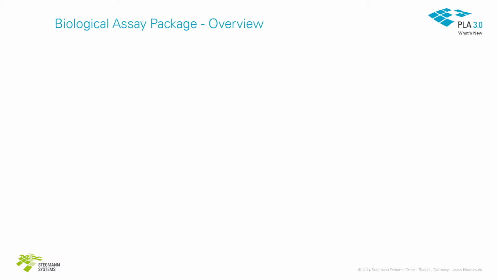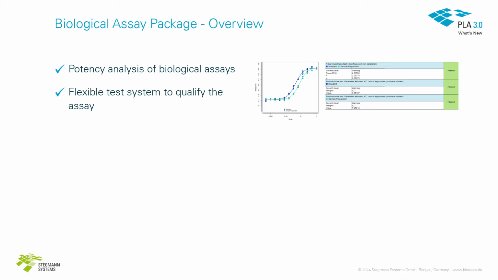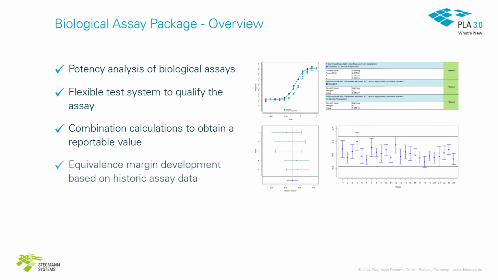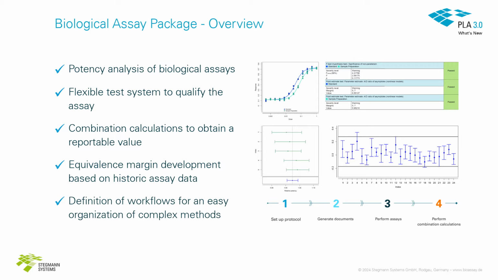The Biological Assay Package allows the potency analysis of bioassays. It comes with a highly flexible test system to qualify the assay. You can perform combination calculations to obtain a reportable value from independent assay runs. Further, use historic assay data to develop equivalence margins. The add-on also includes a protocol to define workflows for an easy organization of complex methods.